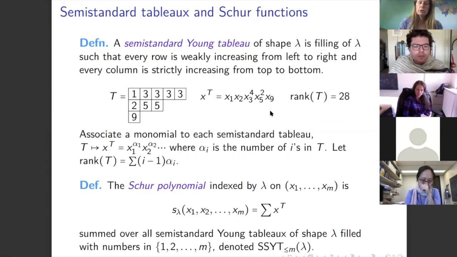And the Schur polynomial, which is like the precursor to the Schur function, which is the infinite version, is just the sum over all semi-standard Young tableaux where you fill the tableau of shape lambda with numbers from 1 to m. I'll use the notation SSYT less than or equal to m of lambda for that set. Okay, and the Schur polynomial is a finite polynomial that has this form. It's on m variables.